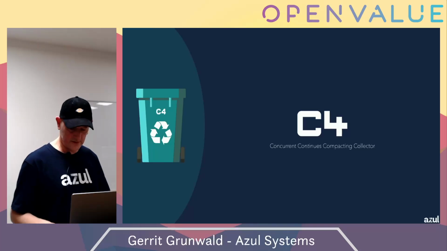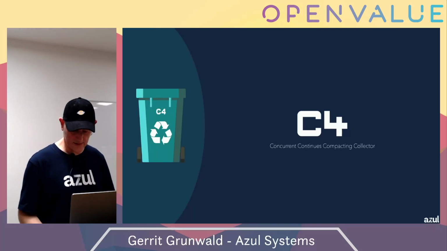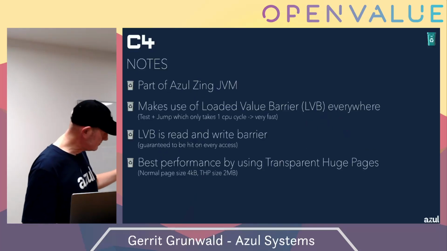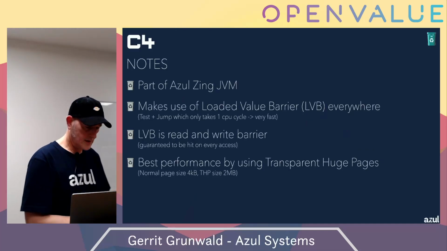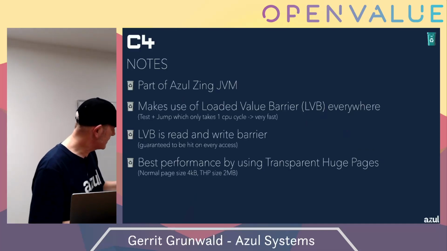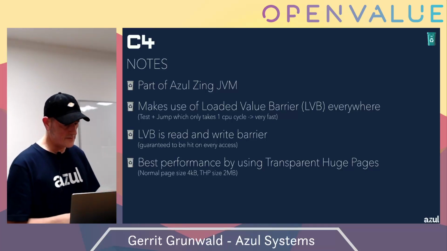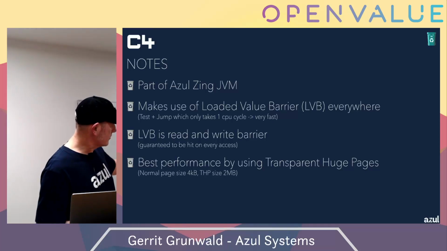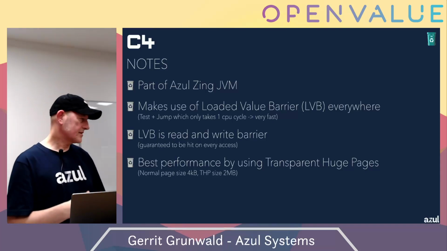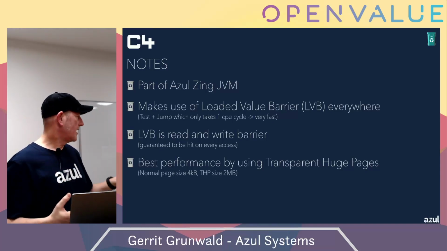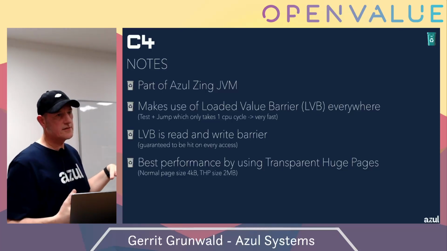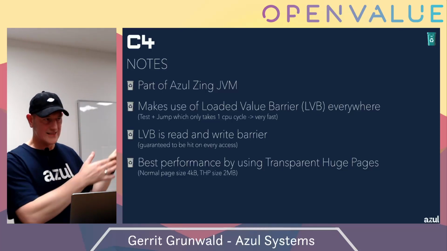They have one difference in the generational version. Everything else is the same. So everything that I tell you now also applies for ZGC. That means we only have it in our own Zing JVM. There's also a reason for that. We use a so-called loaded value barrier. This is a read-write barrier. And if you look up ZGC, they name it colored pointer. But it's exactly the same.